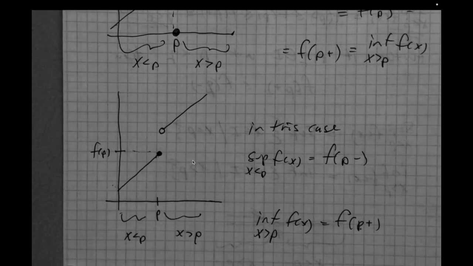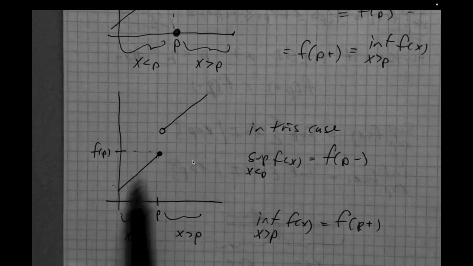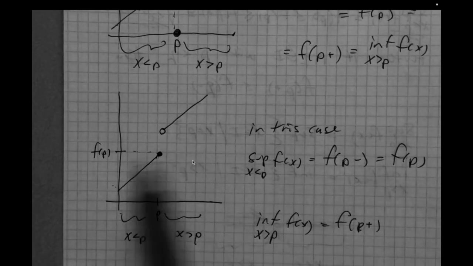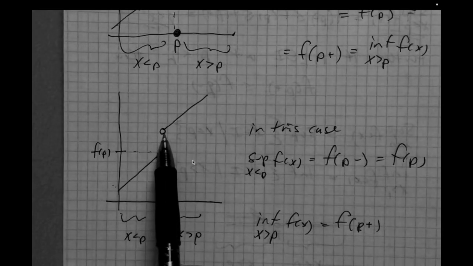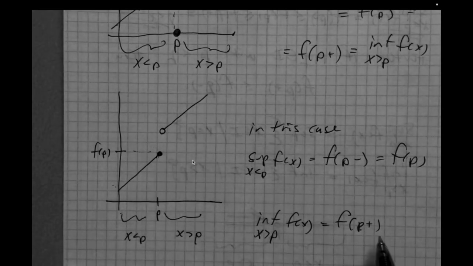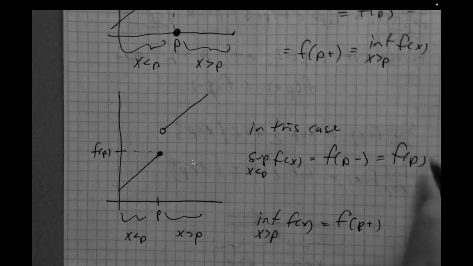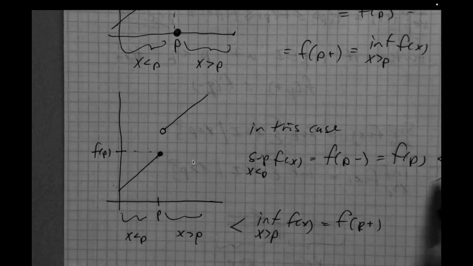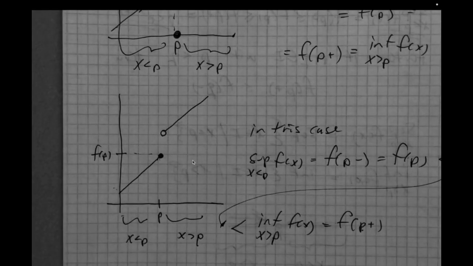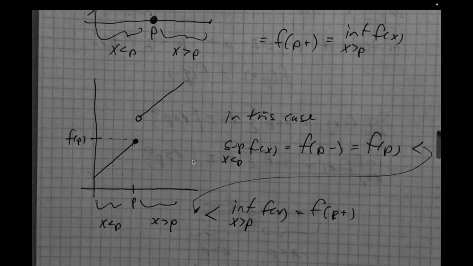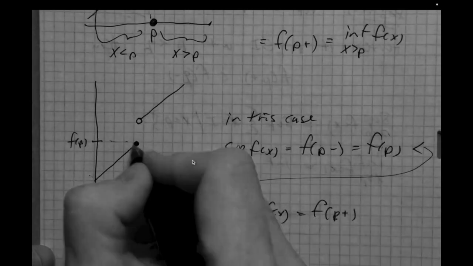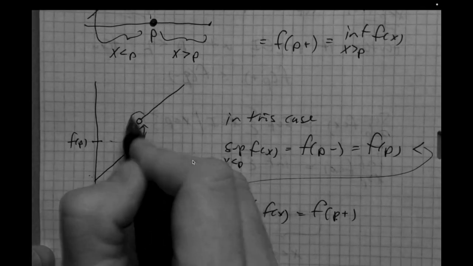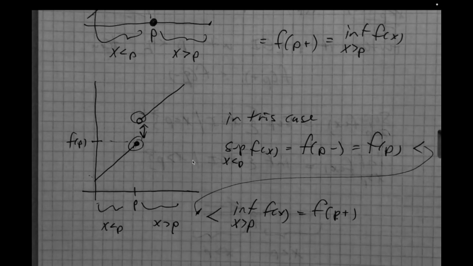But as I approach from the left, this equals f of p because it's defined there, but we've got this hole at f of p on this upper piece. So that means f of p is less than or equal to these guys. Just kind of wrapping this around here, does that make sense? You can see that this is less than that. So f of p is down here, and this is less than that because it drops down.